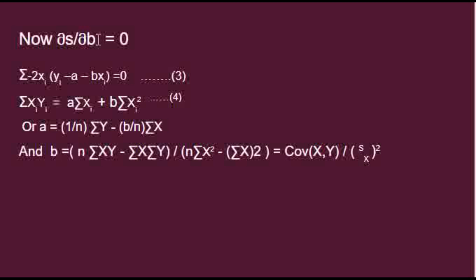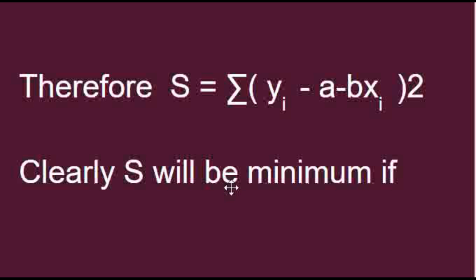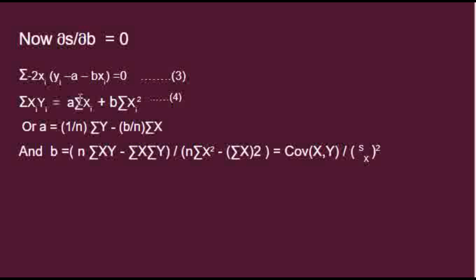Now we put the partial derivative of s with respect to b equal to 0. So by differentiating the equation s equal to this with respect to the variable b, we have summation minus 2 xi into (yi minus a minus bxi) equal to 0, or summation xi yi equals a times summation xi plus b times summation xi squared.